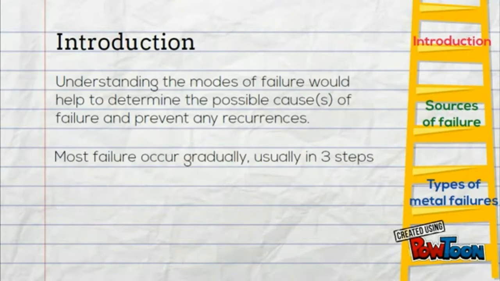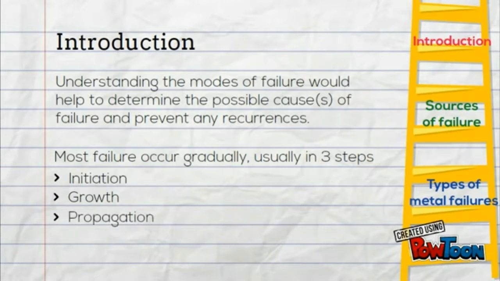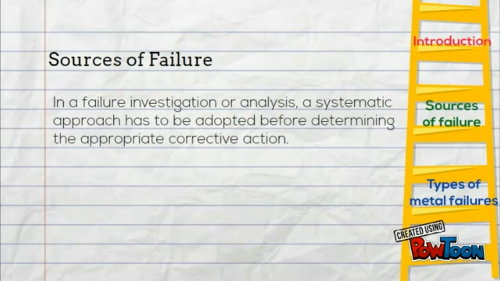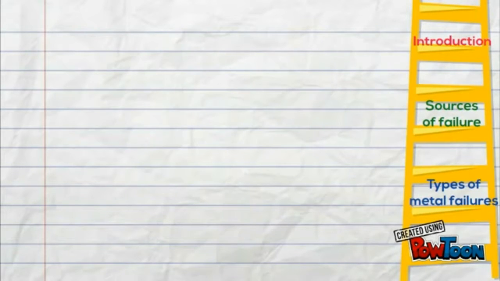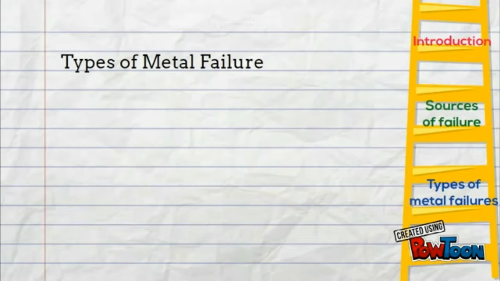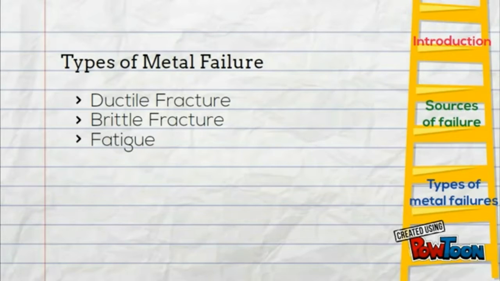Most failures occur gradually, usually in three steps, namely initiation, growth, and propagation. In a failure investigation or analysis, a systematic and comprehensive approach has to be adopted before corrective action can be recommended or applied. And this is why it is important to have a strong understanding of the possible sources of failure so that you can identify and address the root of the failure effectively. As mentioned earlier, we'll be covering 4 different types of metal failure, namely ductile fracture, brittle fracture, metal fatigue, and metal creep. We'll be going into a little bit more detail for each of these right now.